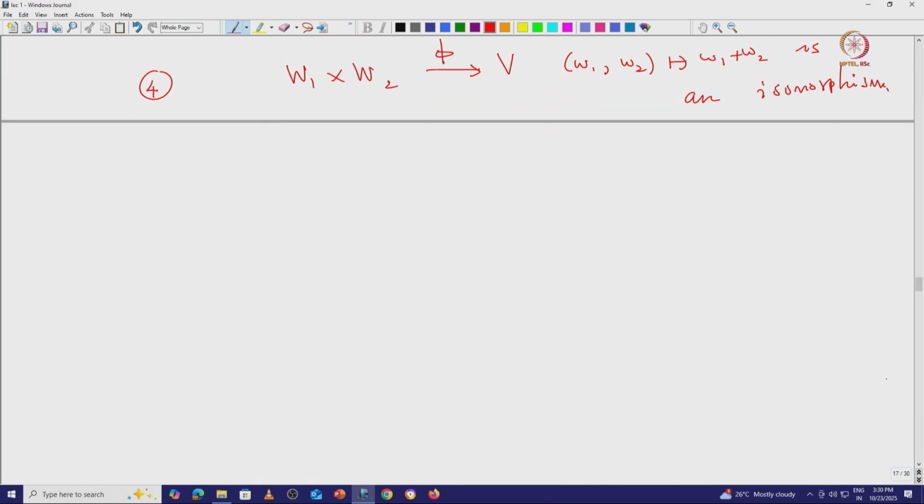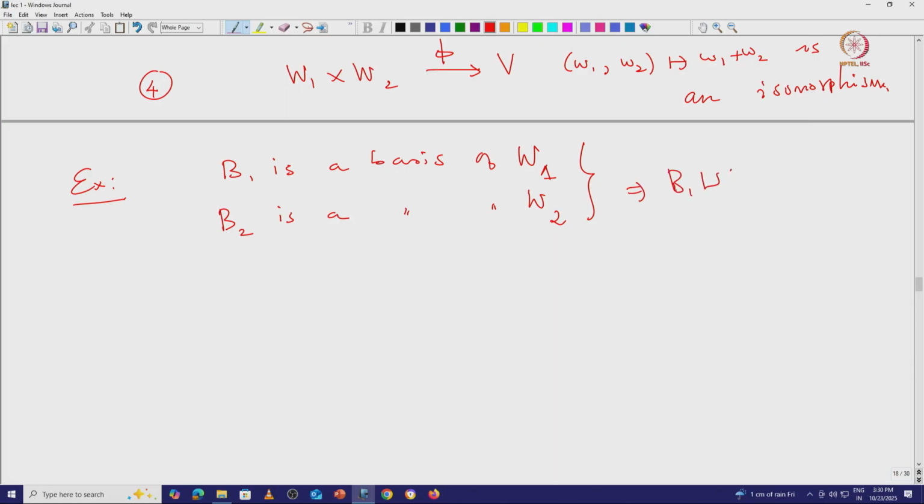Now, once we know that V is the direct sum of W1 and W2, we can take a basis of W1 and a basis of W2 and put them together to get a basis of V. So, if B1 is a basis of W1 and B2 is a basis of W2, then B1 union B2 is a basis of W1 direct sum W2. This is something very standard, so I will leave it to you.